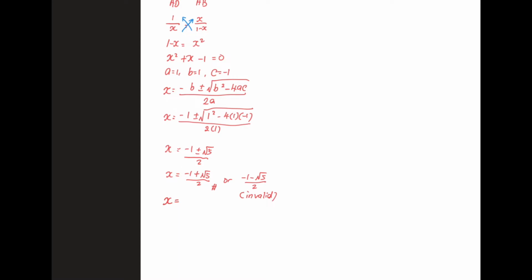Of course, we can just change this to decimal also. Then you will realize this is 0.618. So that is the answer for question 6. Question 6 finished.